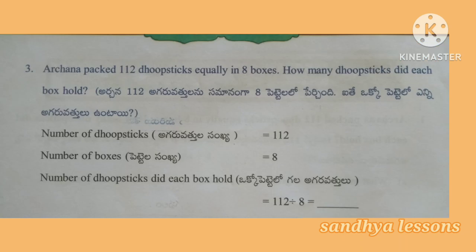Third problem was the same problem. Solution. Number of dhoop sticks is equals to 112. Number of boxes is equals to 8. Number of dhoop sticks did each box hold? We can get this by dividing 112 with 8. After dividing, we get 14. Number of dhoop sticks did each box hold is equals to 14.